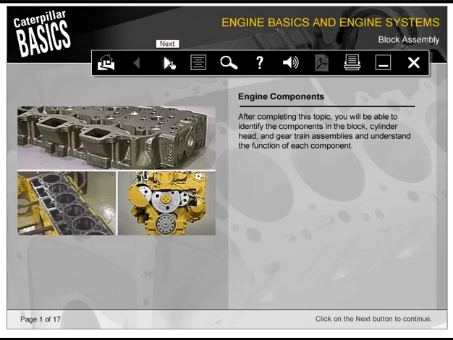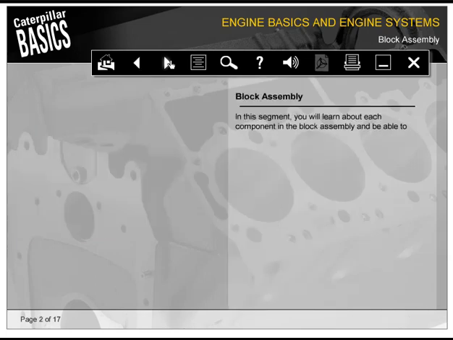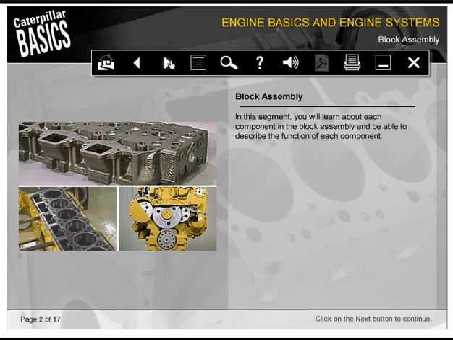After completing this topic, you will be able to identify the components in the block, cylinder head, and gear train assemblies, and understand the function of each component. In this segment, you will learn about each component in the block assembly and be able to describe the function of each component.